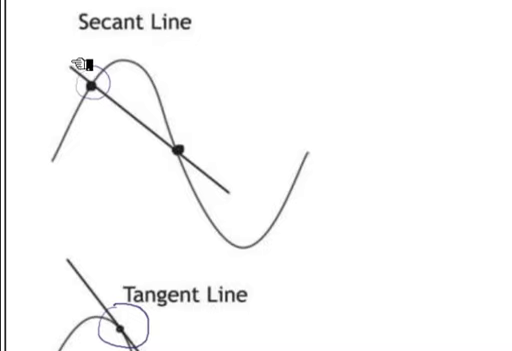The secant line crosses a curve at least twice, and when it crosses, it does just that. It crosses from one side of the curve to the other side of the curve.